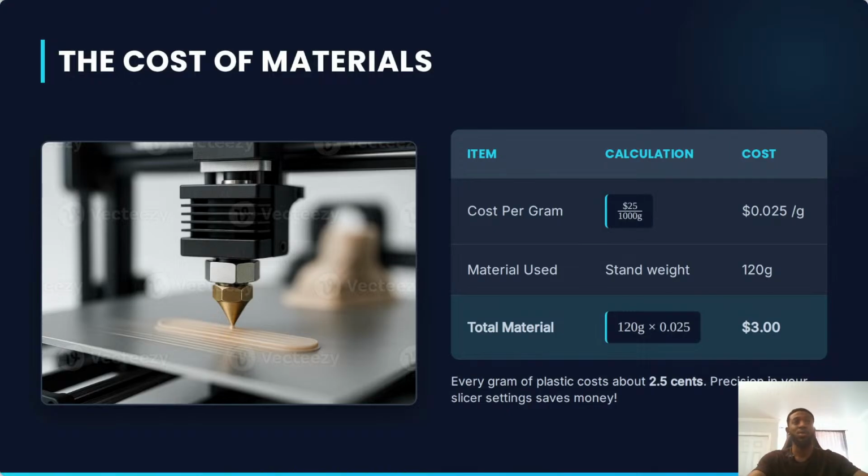Who thinks a larger product automatically means more profit? A larger product doesn't necessarily mean more profit. A larger product usually uses more material, which increases cost. So just because a part is bigger does not mean it's going to be more expensive. So every gram of plastic costs about 2.5 cents. So precision in your slicer saves money.